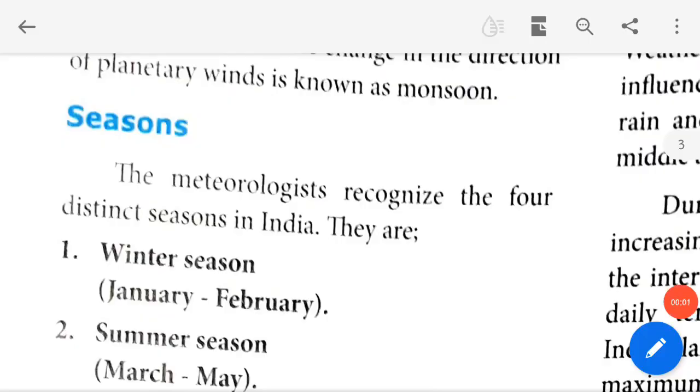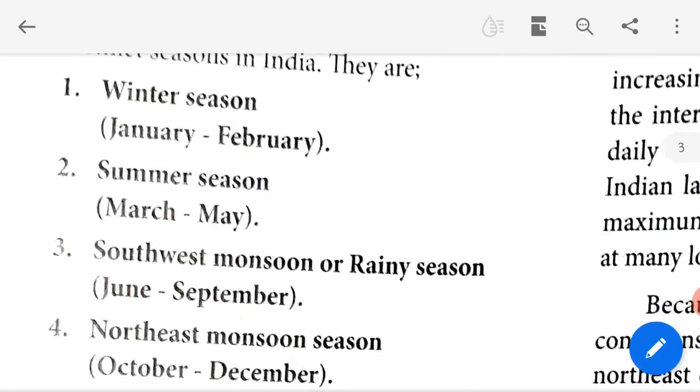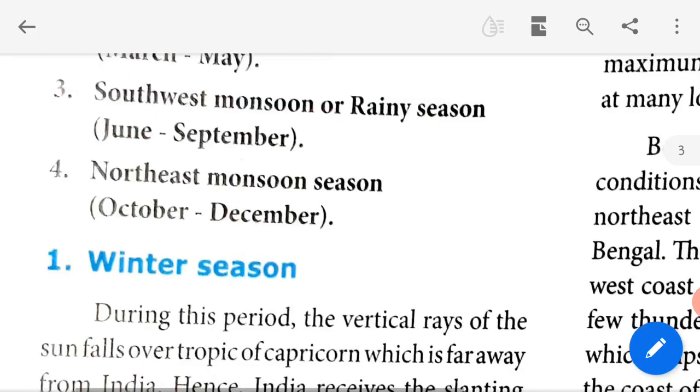Okay, and now we move on to seasons. The meteorologists recognize the 4 distinct seasons in India. They are winter season, which is from January to February, summer season, which is from March to May, southwest monsoon or rainy season, which is from June to September, and northeast monsoon, which is from October to December. So now which part are we in? Northeast monsoon only, winter season.